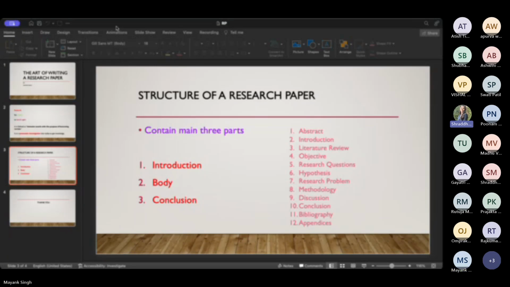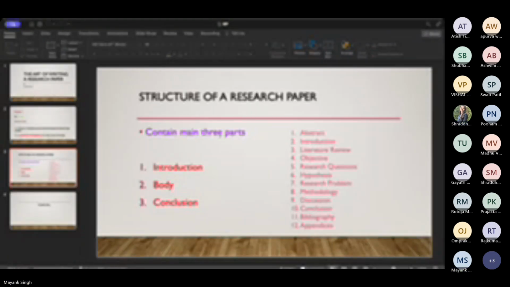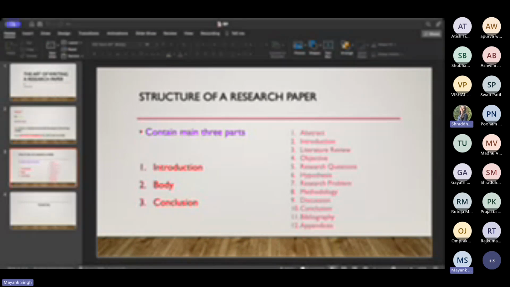Sir, we could see slide number 3, the structure of a research paper. Okay, just a second. I think it's on slide number 2. Yes, just a second.